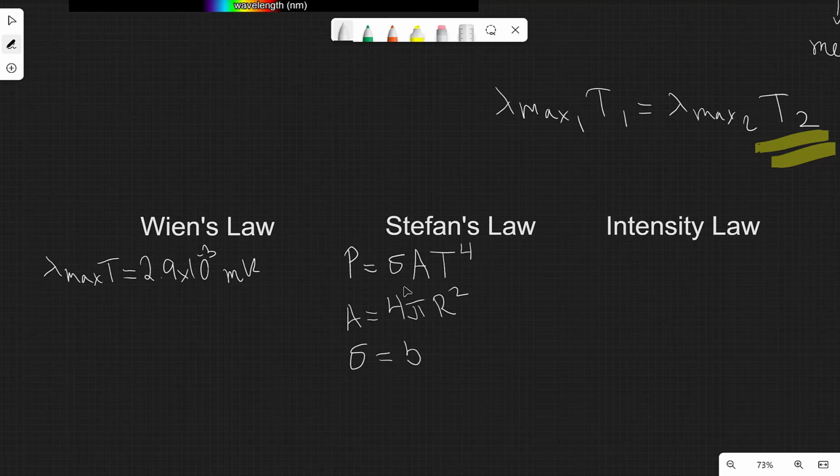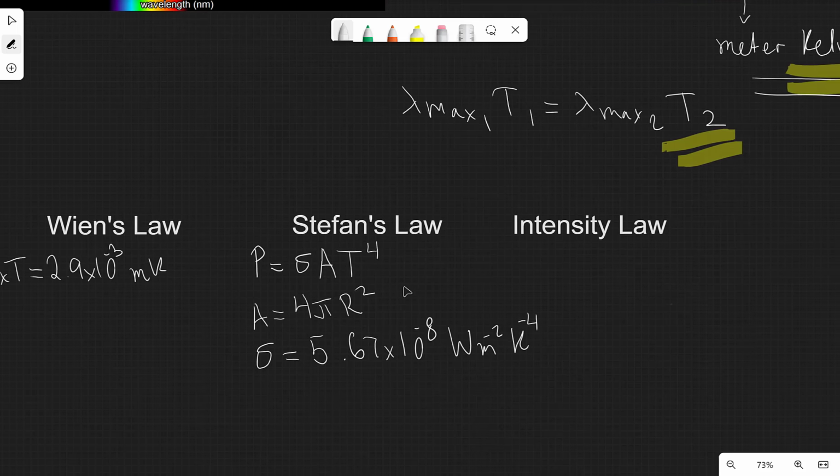Stefan Boltzmann's constant just has a value, it's 5.67 times 10 to the power of minus 8. And its units are going to be watts, m to the minus 2, K to the power of minus 4.